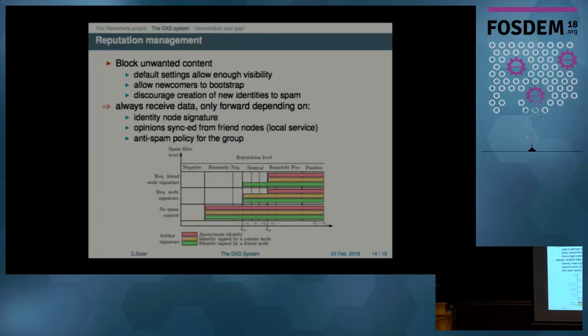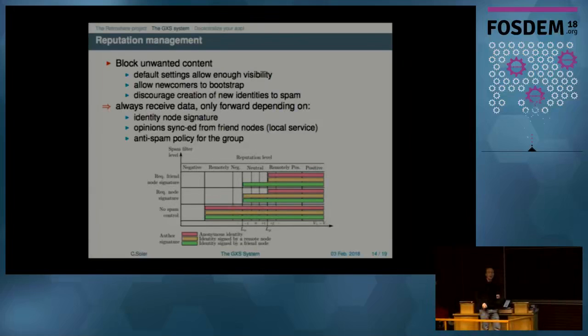So what we do is we always receive the data, we only forward it if the identity has a reputation score that is larger than what has been defined for the group of a specific service. And that reputation score is computed by mixing your own opinion about an identity with the opinion of your friend nodes around. Okay? And that allows us to block spam very efficiently without the need to validate everybody in the network on every node.